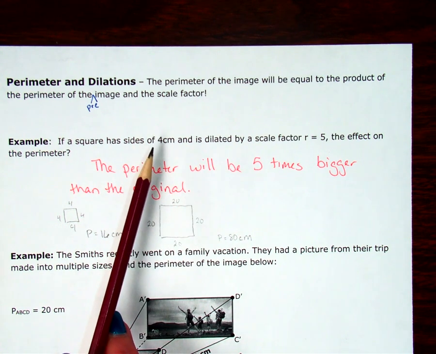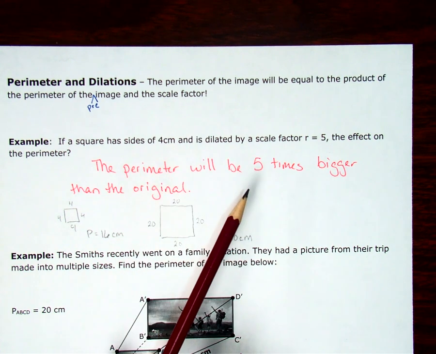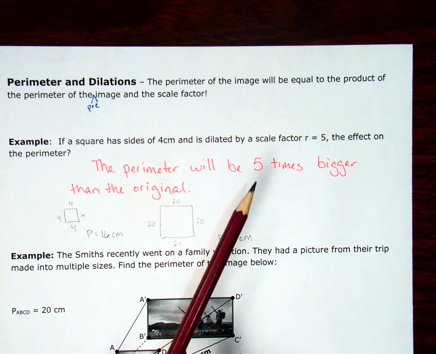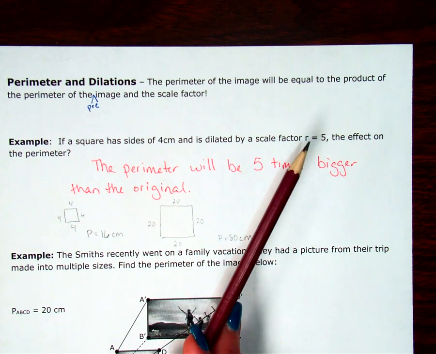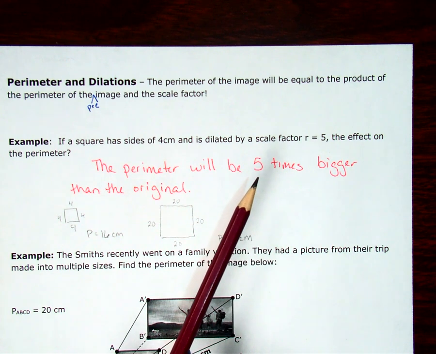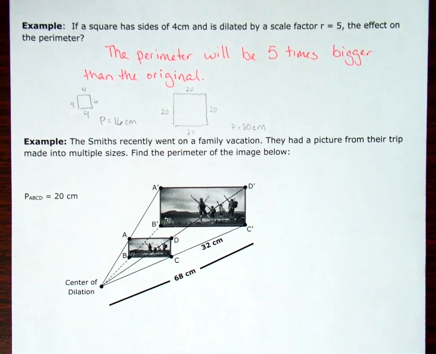Notice this one didn't ask me what the perimeter was. My new perimeter is 80. It just asked me what is the effect on the perimeter. If my scale factor is 5, it's going to be 5 times bigger. If my scale factor was 1/2, it would be 1/2 times the original, right? Okay. Let's look at this last example.